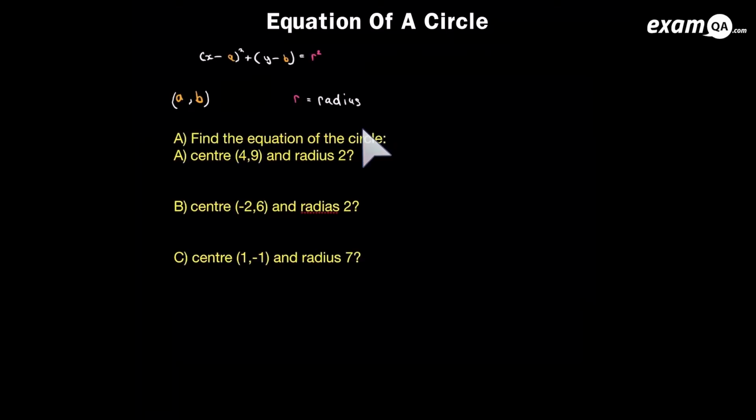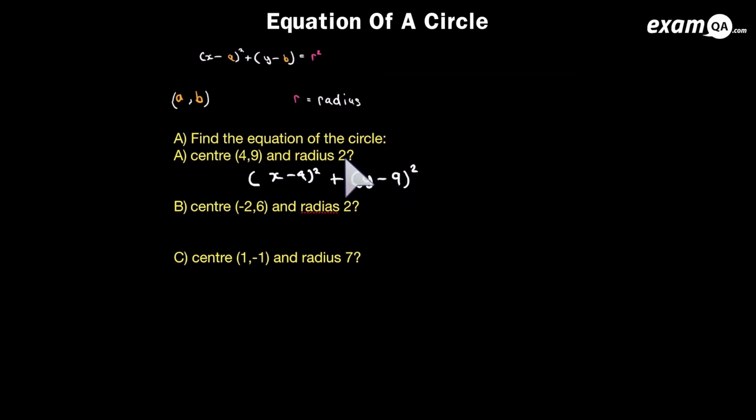I've kept the general equation of a circle up there on the left. Now we need to find the equation of the circle with a center (4, 9) and radius 2. So let's go ahead and do that. It's going to be (x minus the x coordinate of the center) plus (y minus the y coordinate of the center), and it's always squared. And it equals the radius squared. So the radius is 2.